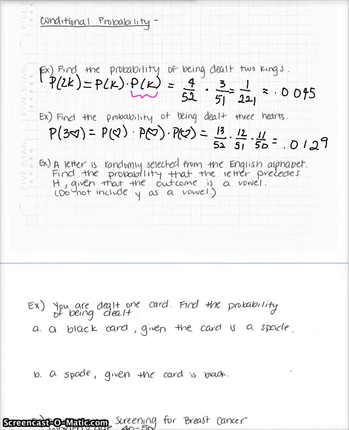A letter is randomly selected from the English alphabet. Find the probability that the letter precedes H, given that the outcome is a vowel. Now this right here tells me something about the outcome. I know that the outcome is a vowel, which changes the possible number of outcomes. To find probability, it's the number of ways your event occurs over the total possible number of outcomes. If my outcome is guaranteed a vowel, there's only 5 possible outcomes: A, E, I, O, U. Now, the probability that the letter that we select precedes H, precede means to come before. How many vowels come before H? Only A and E. That's 2 over 5.